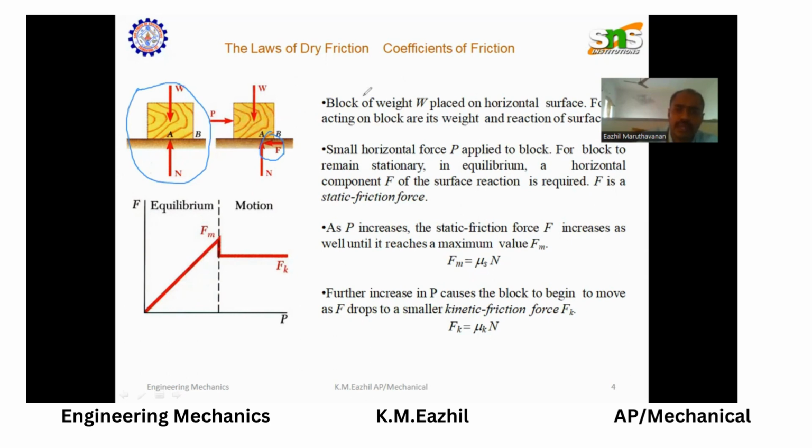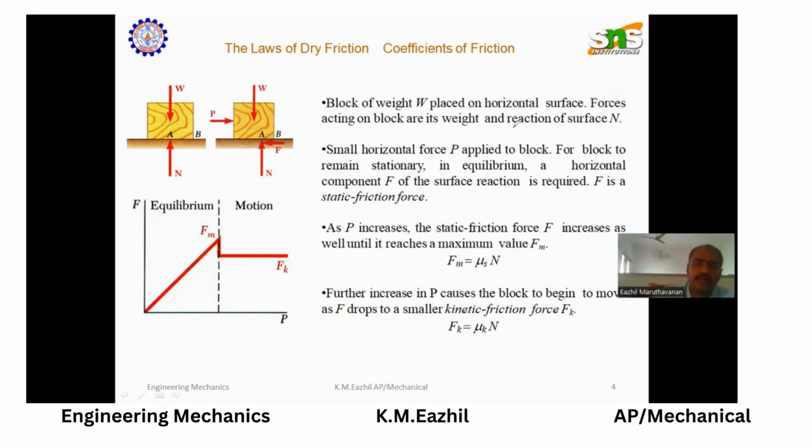Now we'll see in detail. A block of weight W is placed on a horizontal surface. Forces acting on the block are its weight and the reaction of the surface. The horizontal force P is applied to the block, for the block to remain stationary in equilibrium conditions. As P increases, the static friction force F increases until it reaches its maximum value Fm. When we keep on increasing the value of P, at one point of time it will start to move.